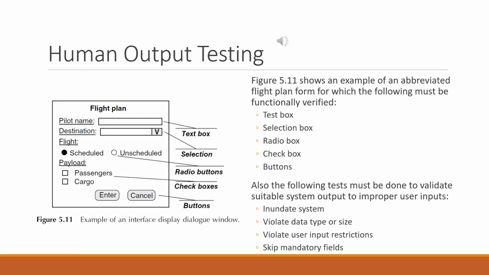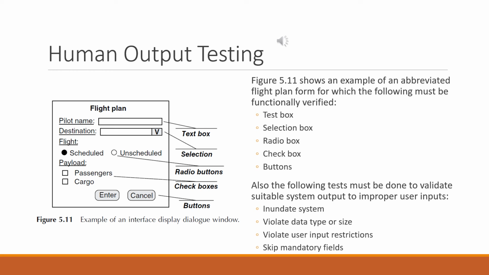Validating HSI outputs, or a human monitoring a system, involves generating and executing test sequences intended, first, to verify the system meets its specifications, and second, that humans react properly to the output information. Figure 5.11 shows an example of an abbreviated flight plan form for which the following must be functionally verified. Text box. This field is available for free text insertion. Virtually always, there are limitations on the allowable number of characters and permitted set of characters.